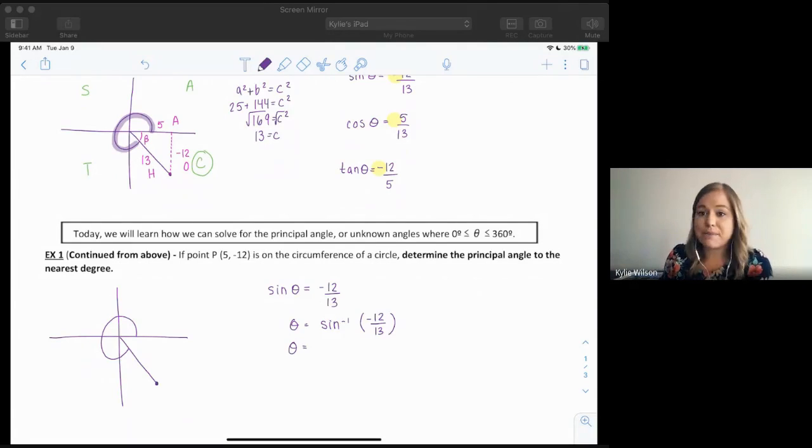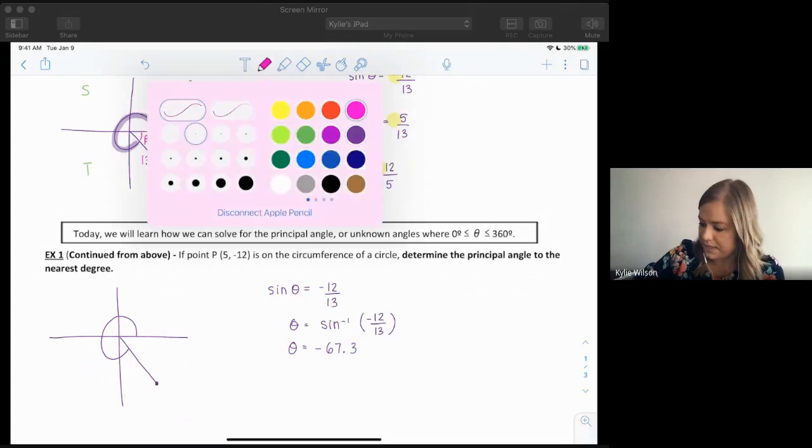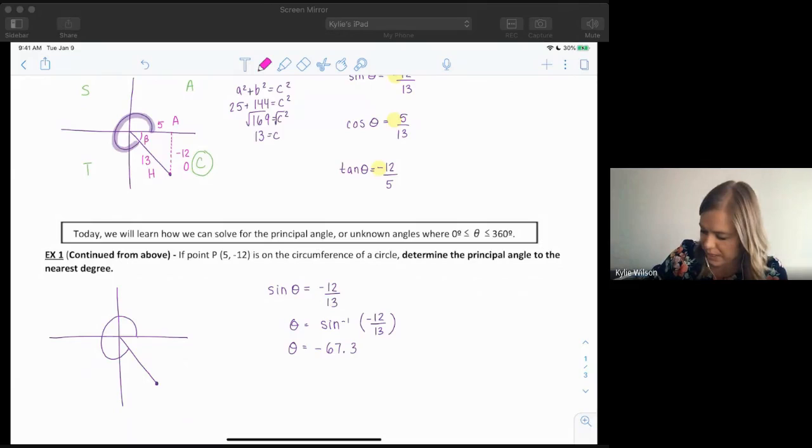So when you type all of that into your calculator, we're going to get negative 67.3. And what that negative means is it's telling me I'm going this way. So if you recall from yesterday, a negative angle means it's going in the opposite direction. So it's telling me that here is 67.3. In other words, it's giving me my related acute angle, or my beta.